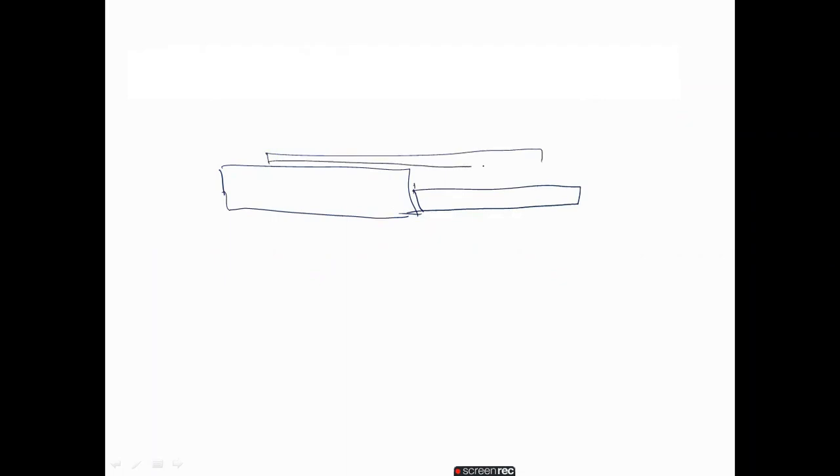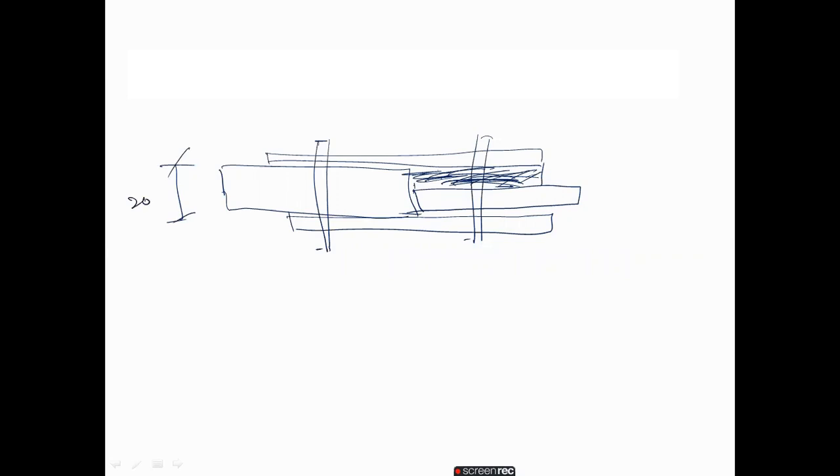I will write it again here. If one plate is like this and another plate is like this, and you want to connect these two with the splices, using bolted connections here, there should be a gap here. This gap we fill with a filler plate. The thickness here is 20 mm and this plate thickness is 10 mm. Now we will solve this problem.